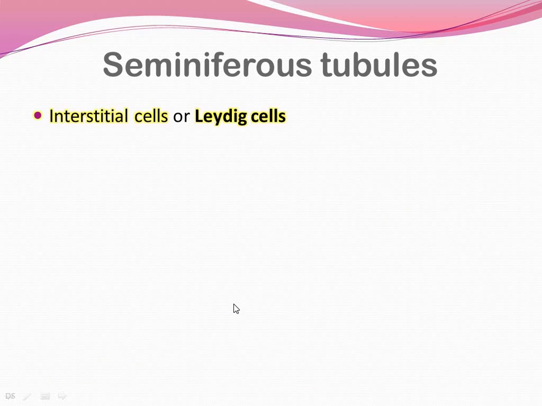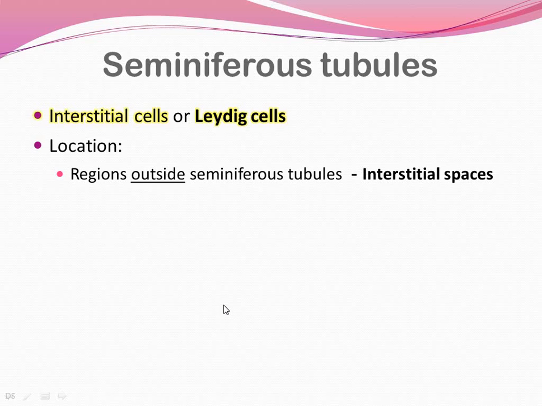The third cells are very important, which are present outside. Inside there are only two cells, and outside the seminiferous tubules, that is within the interstitial space. Interstitial space means space between two seminiferous tubules. The scientist who discovered these cells deserves credit, and that's why they are also called Leydig cells. So interstitial cells or Leydig cells are located outside the seminiferous tubule, in the interstitial spaces.